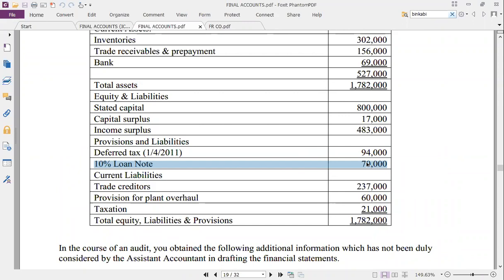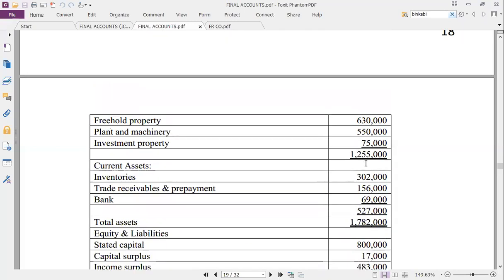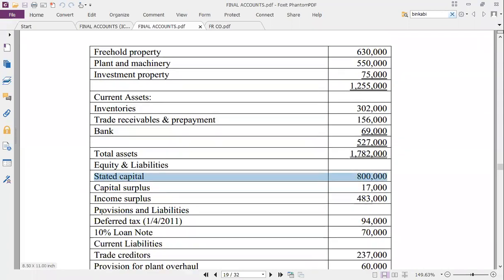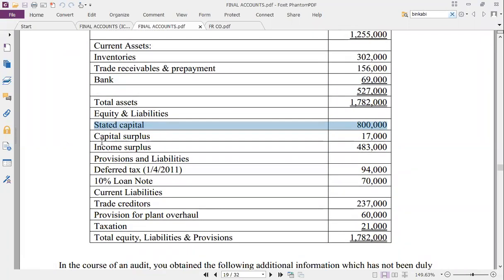Now, I've been saying not all items change. Some of the items are still intact. Let me tell you about 5 items that probably do not require any changes. They are intact. 5 items. If you go to the redraft, at least some of the items will not change. Number 1, trade receivable and prepayments did not change. So they are intact. Number 2, bank 69,000 never changed. Number 3, stated capital never changed. Number 4, capital surplus never changed.